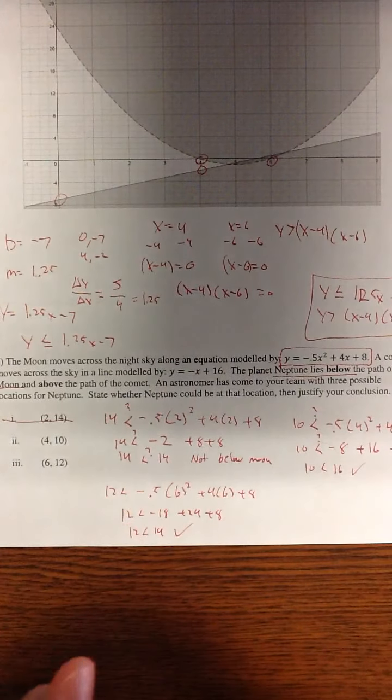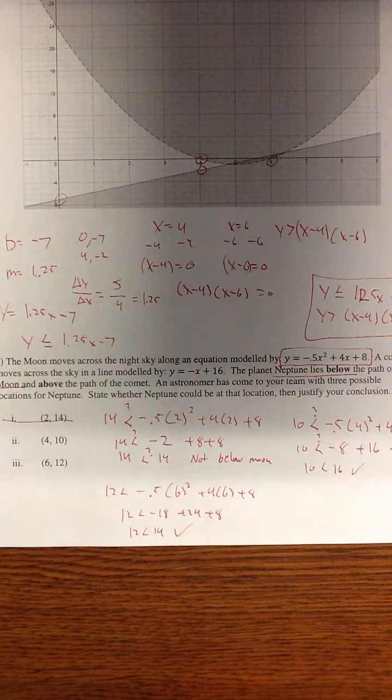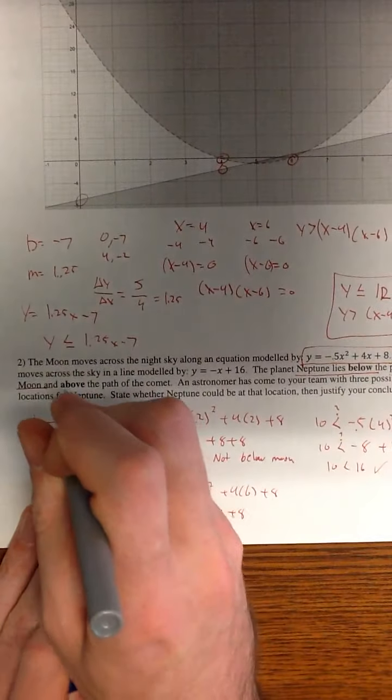Now I just need to double check with the comet equation. The comet says it needs to be above the path of the comet, so this time we're going to be a little bit different.